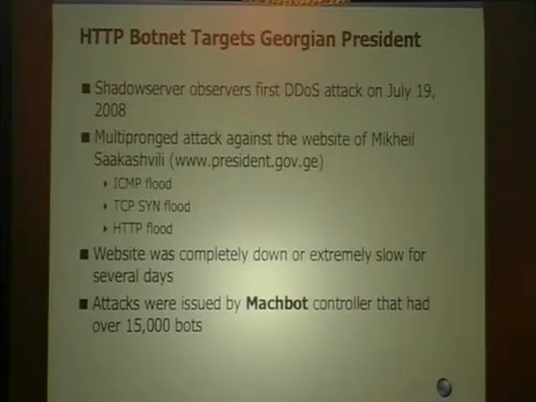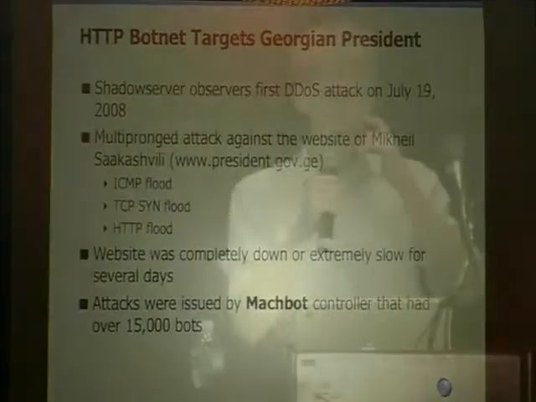On July 19th, we started seeing a lot of attacks against his website from a MockBot controller. We saw ICMP floods, SYN floods, HTTP floods. It was doing everything that it could, firing at it. We checked the website. It was down, extremely sluggish, down. It basically took the website down over the entire weekend. I believe the 19th was a Friday.